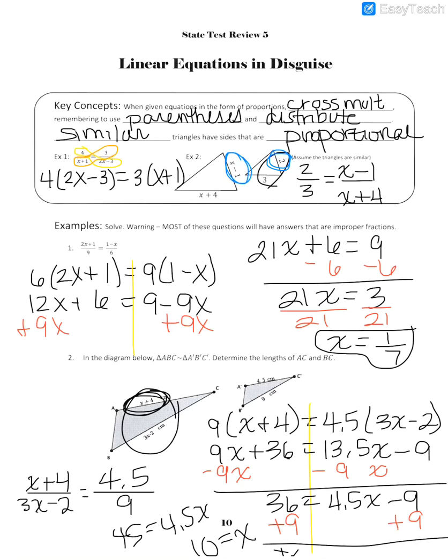Okay, not quite done. We have to find the lengths of the sides. So come back up to your triangle. We know that x is 10. Okay, let's look at the first one: 10 plus 4, that would be 14. Second one, 3 times 10 is 30, minus 2 is 28. And those are my two sides.